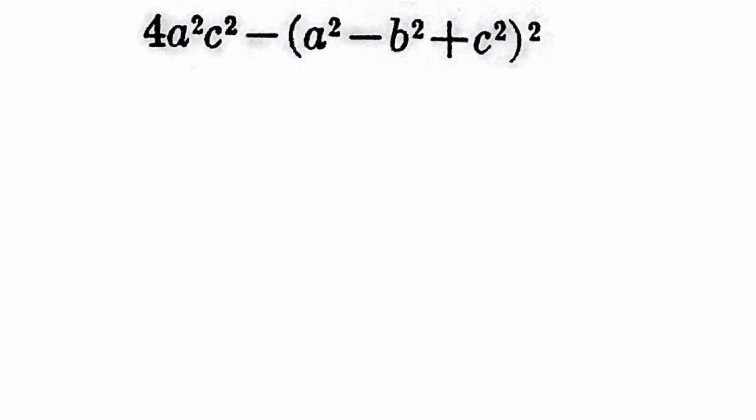All right, we're going to take a look at some advanced factoring questions here. So for this first one here, we are given 4a squared times c squared minus (a squared minus b squared plus c squared), the entire expression also squared.